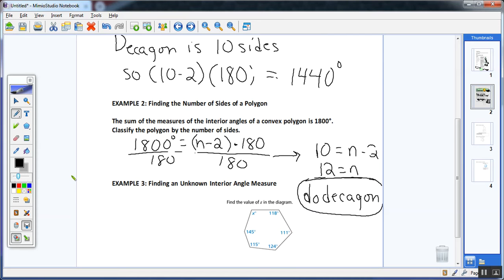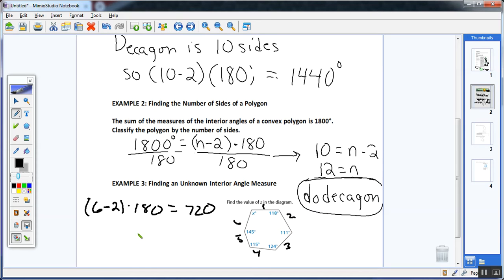Count the sides. Okay, so count the sides first. So it looks like we have how many sides, kids? 6 sides. So we're taking 6 minus 2, you said? That's 4 times 180. So let me see, my math skills tell me that this is 720. Okay. So you're telling me all this has to add up to what?